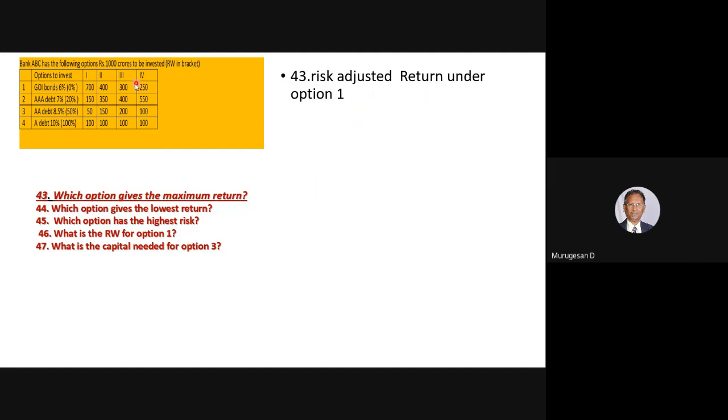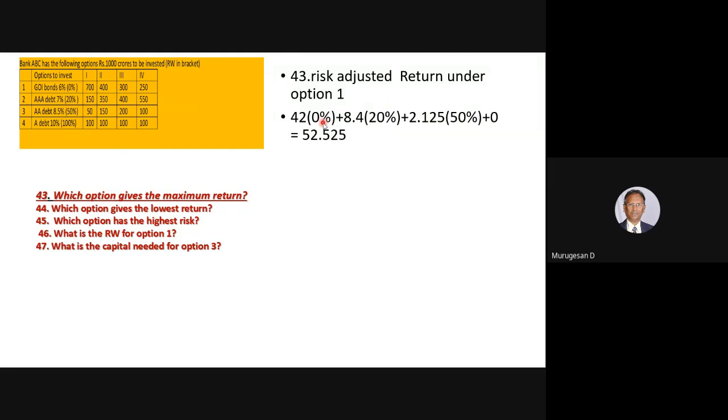Return under option one. Option one, how much? 700 crore they are going to invest in 6%, zero risk, Government of India. So 42 crore they will get as income, because zero risk. Second, 150 crore under option one, you first calculate. 150 crore they are investing at 7%. So 7% minus 20% of it is 5.6%. So 150 into 5.6%, if you calculate, 8.4. This is known as risk adjusted return. Understood the word? Risk adjusted return. Here zero risk.